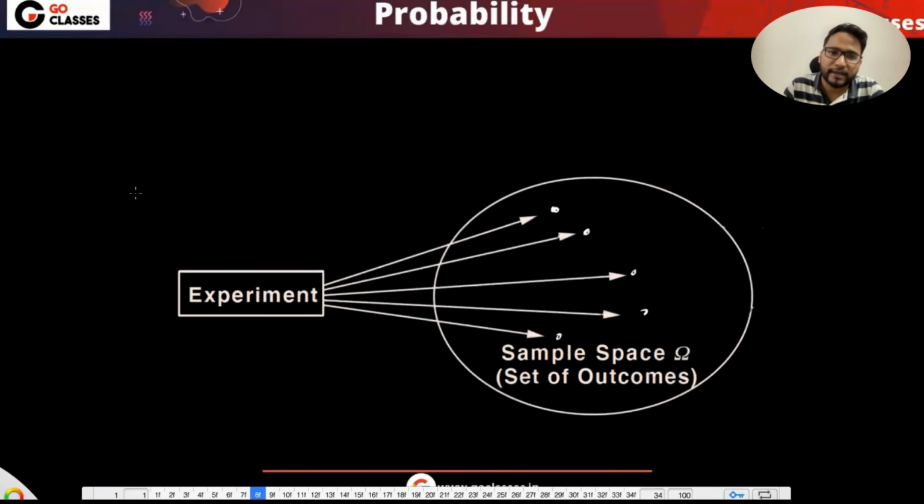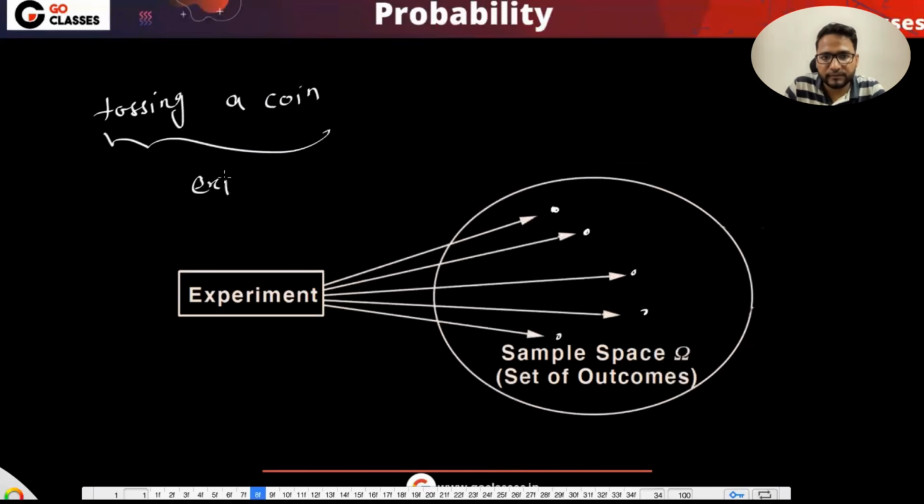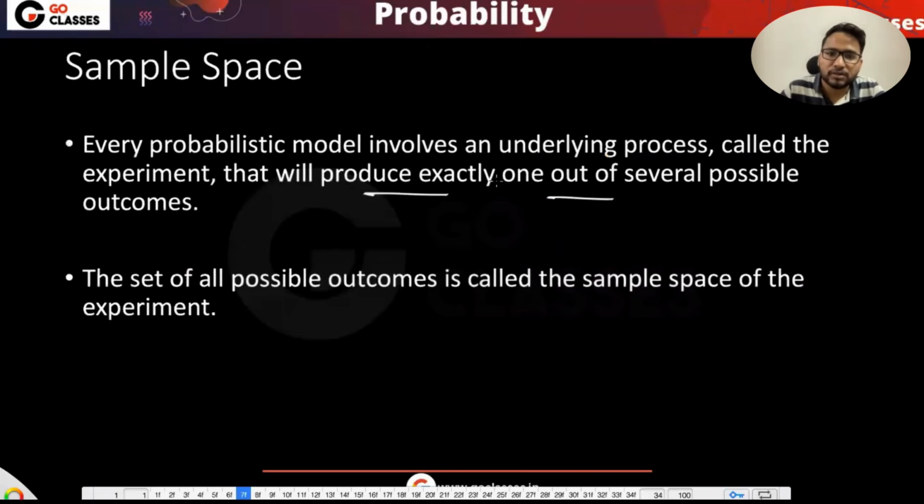For example, your experiment could be tossing a coin. This is your experiment. And out of that experiment, how many outcomes are possible? Only two outcomes, head and tail. So this is your experiment, and these are your outcomes, which are head and tail. And all possible outcomes are called the sample space. The set of all possible outcomes is called the sample space of the experiment.